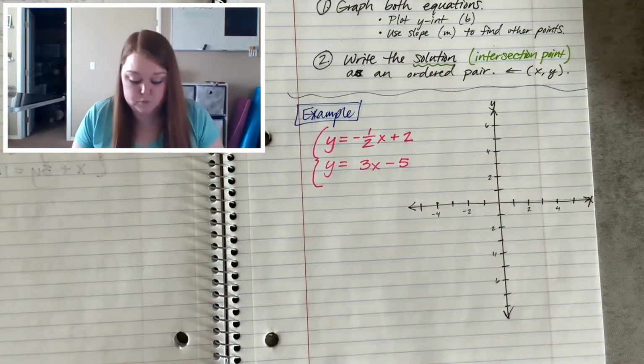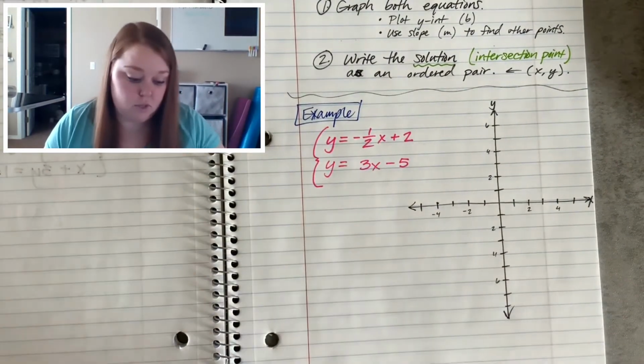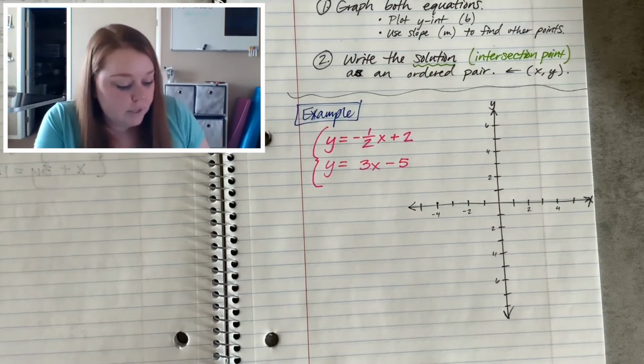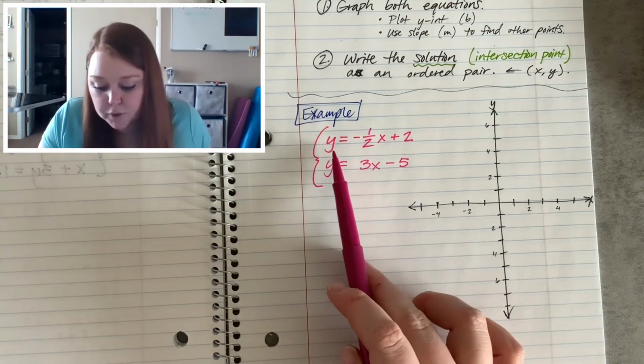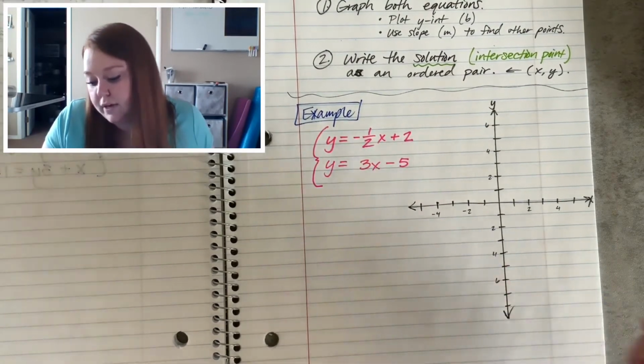Okay, so you can label each one. I'm just going to label every other one. All right, so let's go ahead and graph. So this first equation, we'll graph that. y equals -½x plus 2.